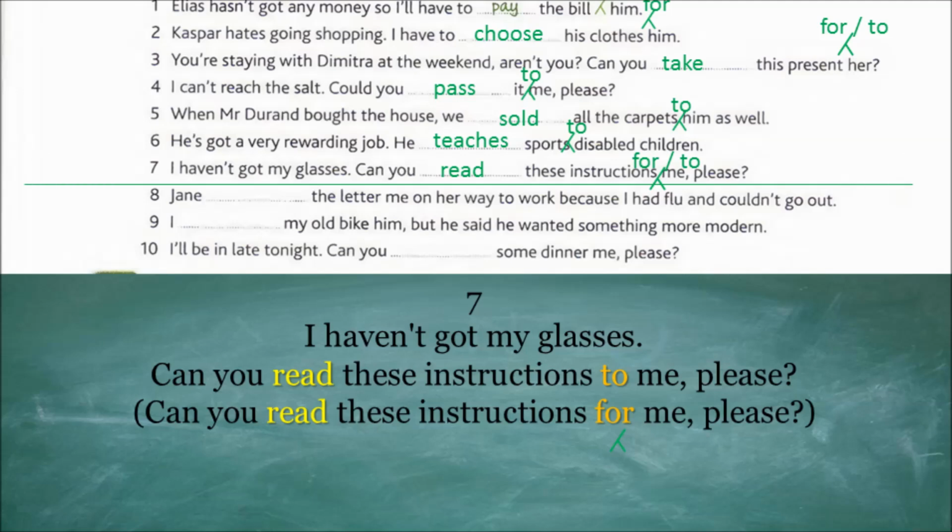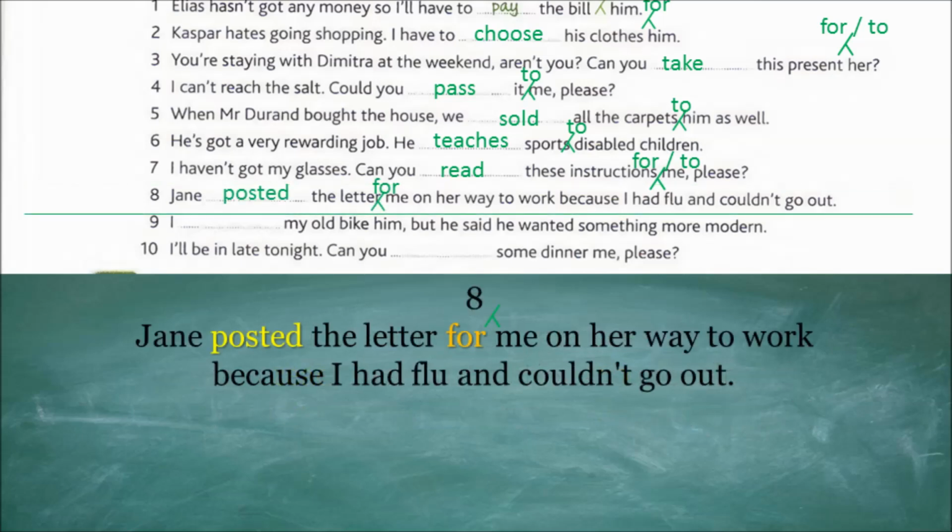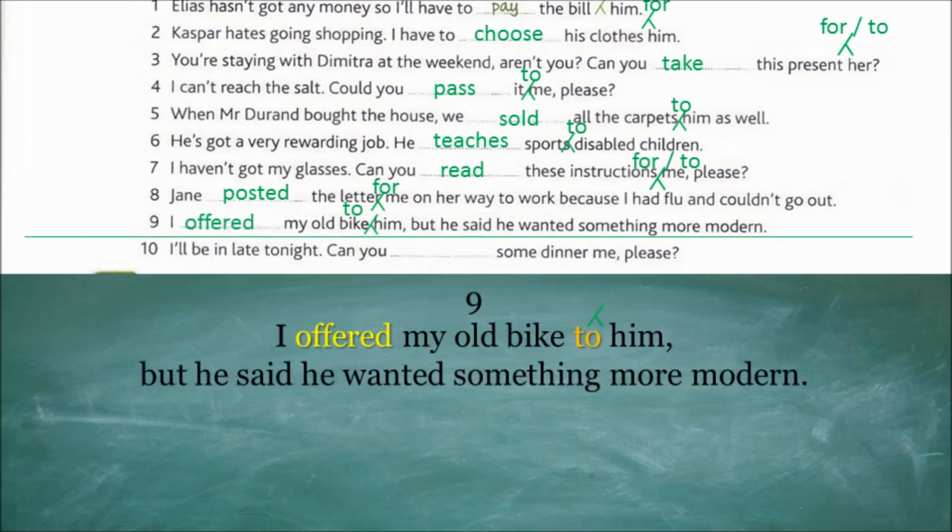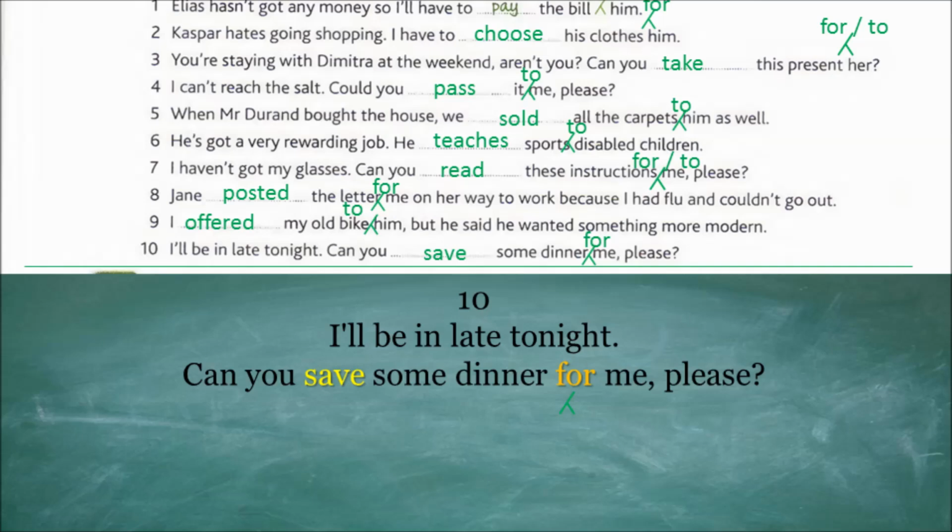I haven't got my glasses. Can you read these instructions to me, please? Can you read these instructions for me, please? Jane posted the letter for me on her way to work, because I had flu and couldn't go out. I offered my old bike to him, but he said he wanted something more modern. I'll be in late tonight. Can you save some dinner for me, please?